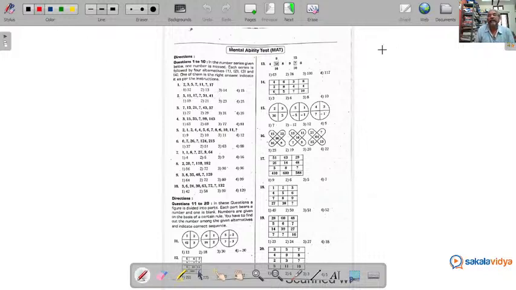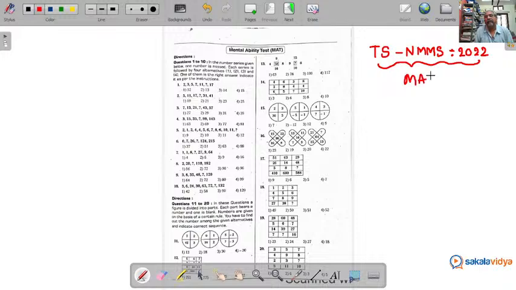This is the NMMS TS NMMS 2022 previous examination mental ability MAT questions. There are actually 90 MAT questions. Today we are going to cover at least 40 questions during this session.